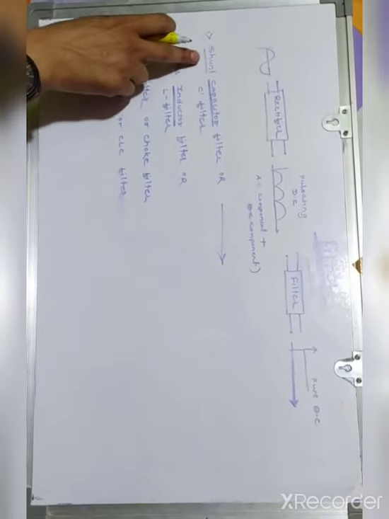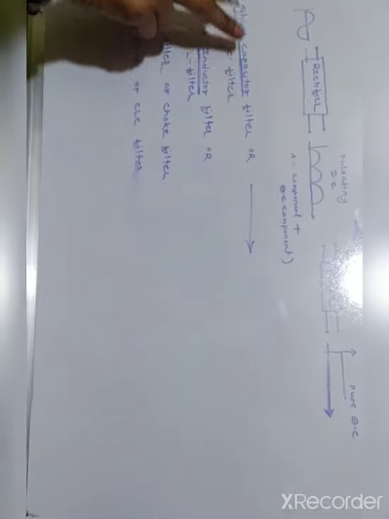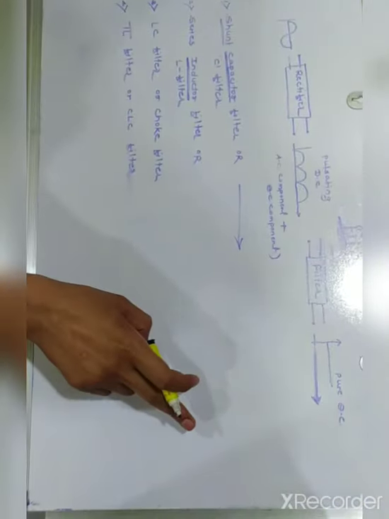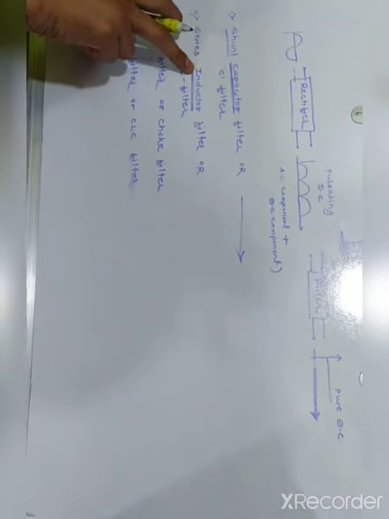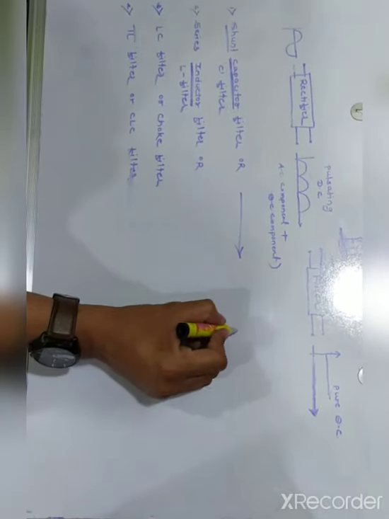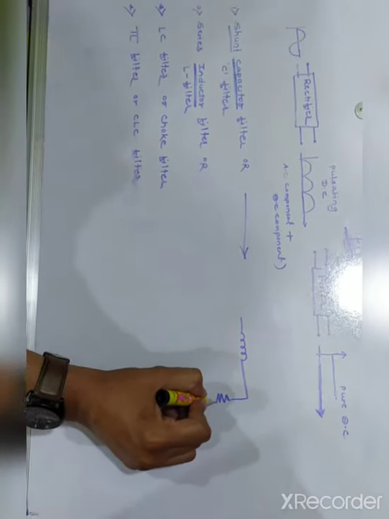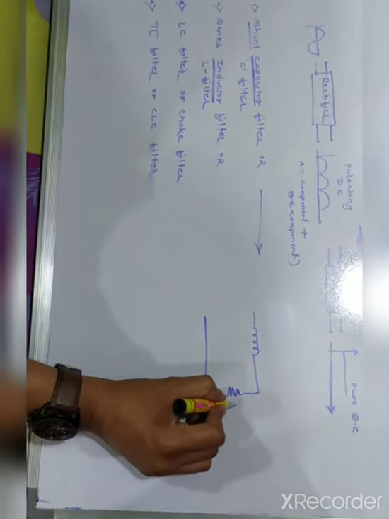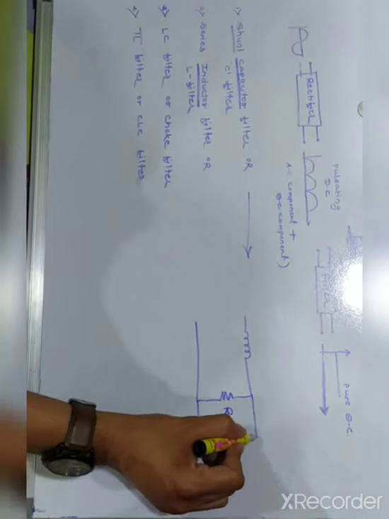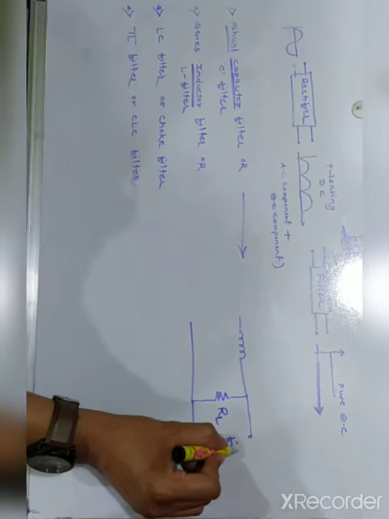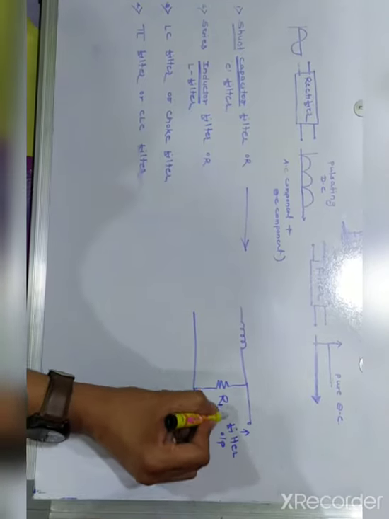We have already seen the shunt capacitor filter, in which the capacitor is connected in parallel with the load resistance. The next is the series inductor filter. Here the inductor is connected in series with the load resistance, where you want a DC supply. Here is my load, and I want a DC supply across it. This is the filter output, which should be pure DC.